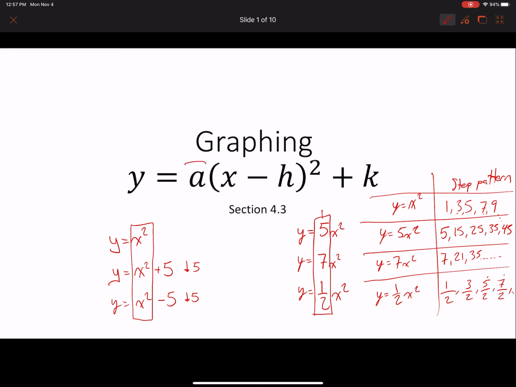And that corresponds to this guy here, right? This coefficient corresponds to whether or not we stretch. Remember, we called it a stretch or a compression. Okay, so let's get started in part 2.